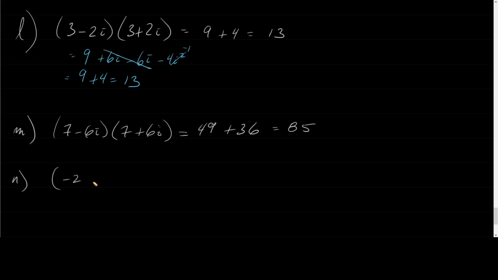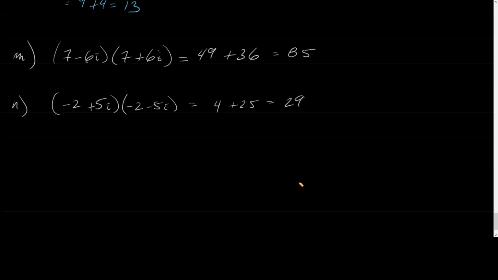So if I have -2 plus 3i times, well, let's not do 3, let's do 5. -2 plus 5i times -2 minus 5i. Well, again, right away I know that this is just 4 plus 25, because it's just -2 squared, 4, and then -5i squared becomes that. And that gives us just simply 29. Cool. So that was multiplying by conjugates.